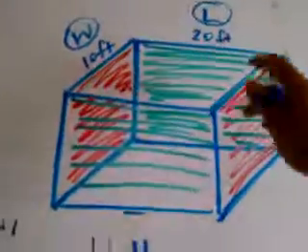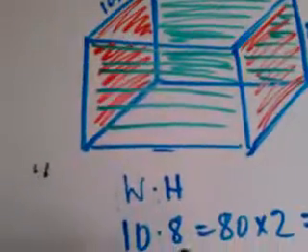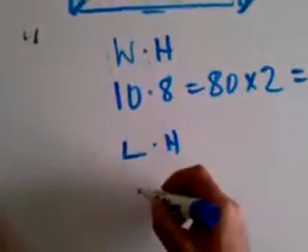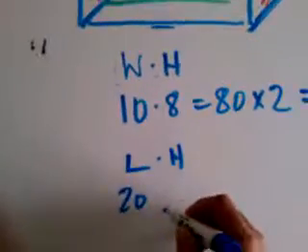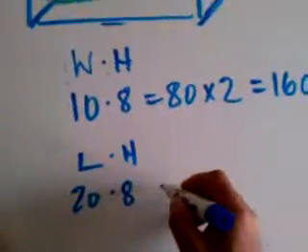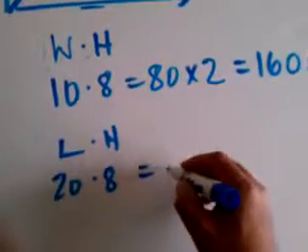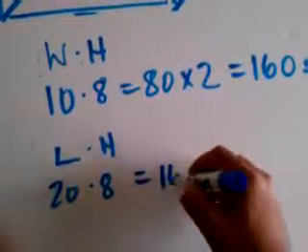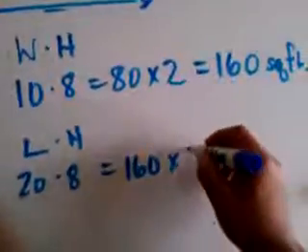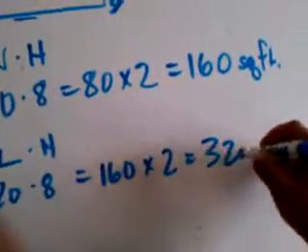Now, where I have the green, that length is 20 feet, and that height, we said, is 8 feet. So 20 times 8 is 160, times 2, because I have a front and a back wall, equals 320 square feet.